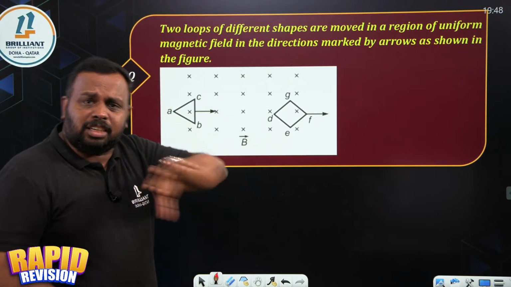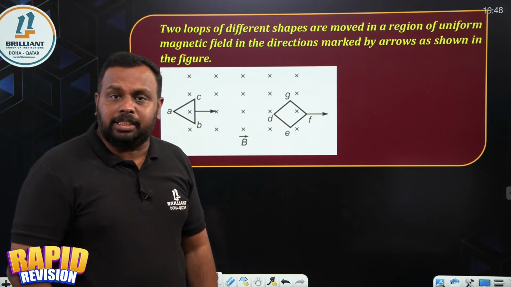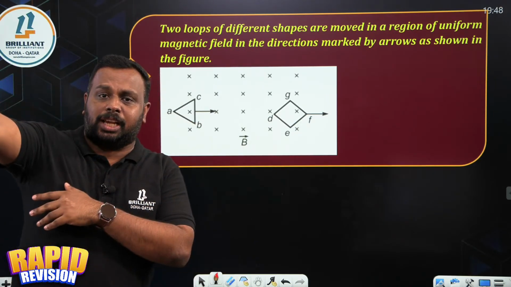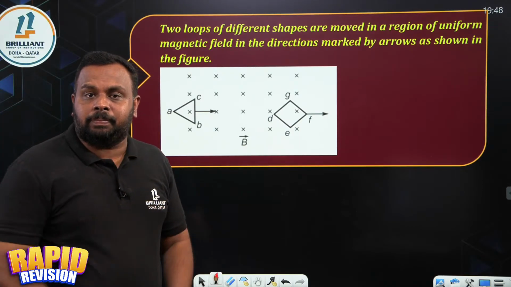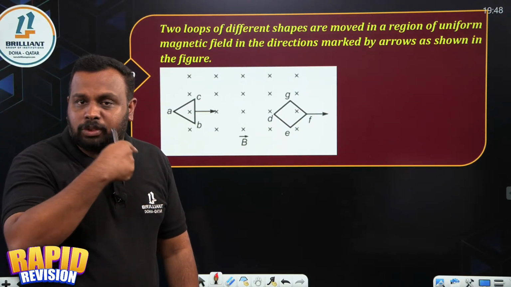You just assume there is 100 flux inward and we need to decrease it. How is that possible? If you can produce some flux outside, for example 50 flux outside, so total flux will be 100 minus 50. Understood or not? That is the point for this question.